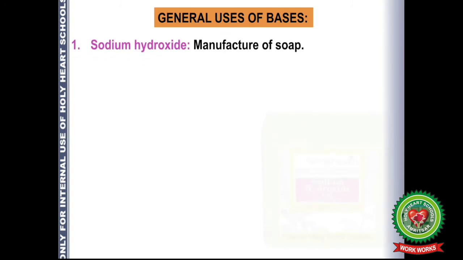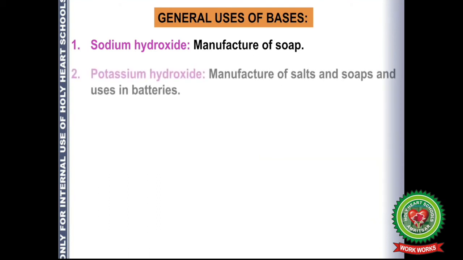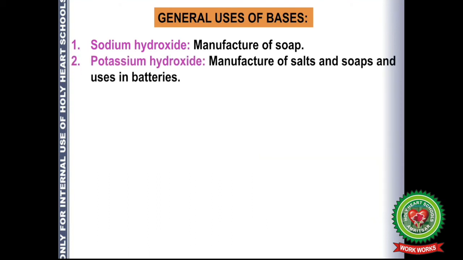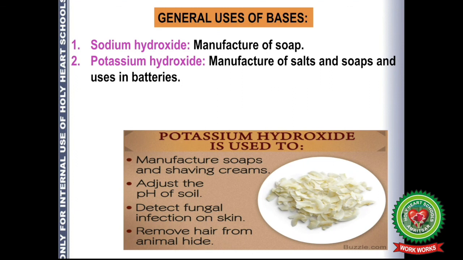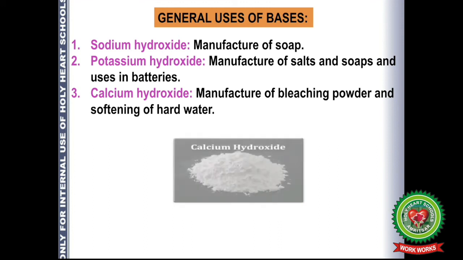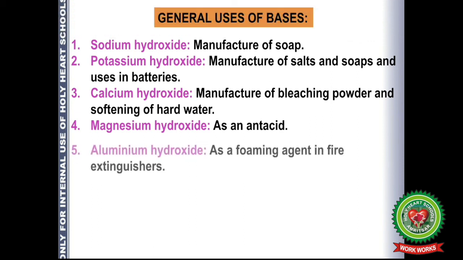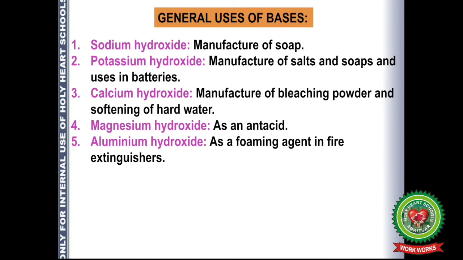Now let's discuss uses of bases. The first one is sodium hydroxide. Sodium hydroxide is used in manufacture of soap. Next one is potassium hydroxide. It is used in manufacture of salts and soaps, and it is used in batteries as well. The third one is calcium hydroxide. Calcium hydroxide is used for manufacturing of bleaching powder and softening of hard water. Magnesium hydroxide is used as an antacid. Aluminium hydroxide is used as a foaming agent in fire extinguishers. So if you want to extinguish fire, the foaming agent uses aluminium hydroxide.